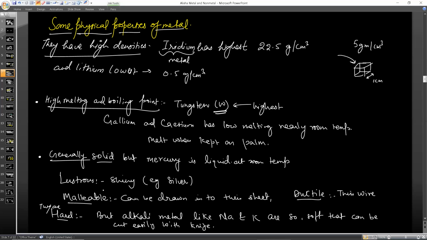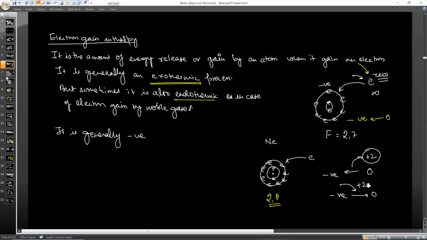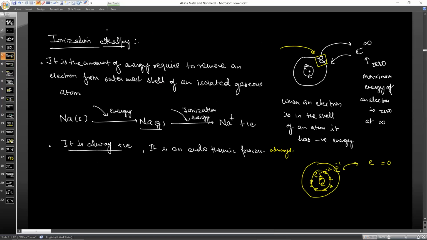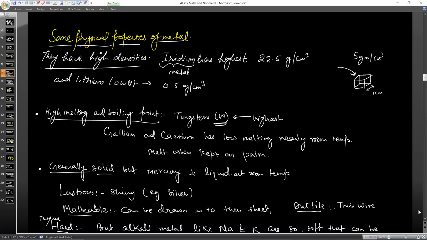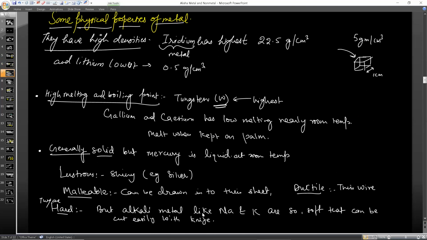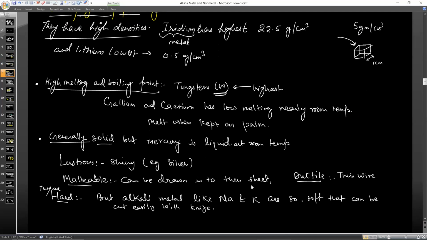Metals are generally shiny. They have a shiny appearance; they are lustrous. They are generally very hard, but metals like sodium and potassium, called alkali metals, are so soft that they can easily be cut with a knife.